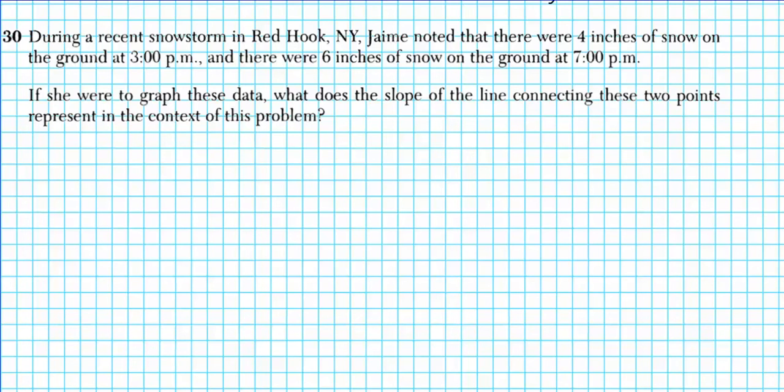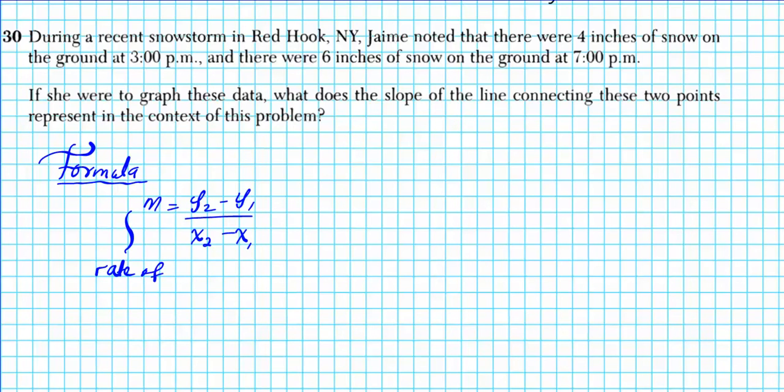All right, so we're going to be finding the slope using the formula. Let's write down the formula first. Slope is equal to y2 minus y1 divided by x2 minus x1. Okay, don't forget, another word for slope is rate of change. Rate of change.